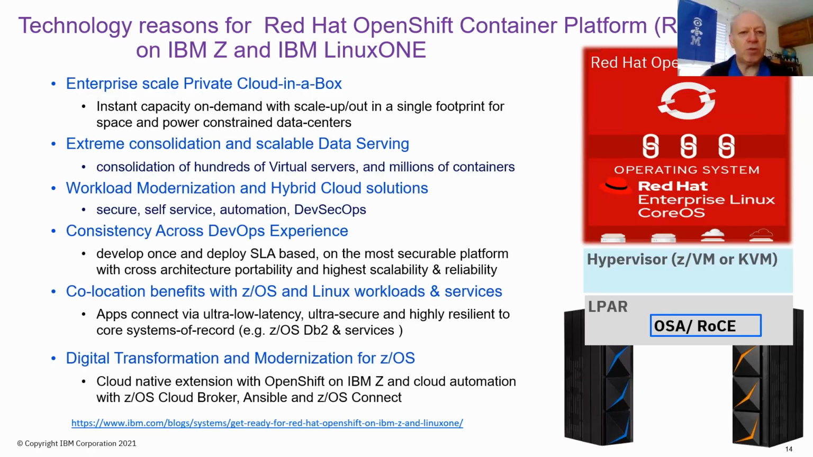Extreme consolidation: we're talking about the capability to run hundreds, even thousands of virtual servers in one footprint. And in tests, we have seen 2.4 million containers on one single machine. So that is the way you can look at it. Workload modernization or hybrid cloud with secure self-service and automation across the board. The consistency across development and operation, as I mentioned: develop once and deploy SLA-based. Co-location. Over 90% of the projects we're working with right now are in co-location with some traditional workload.